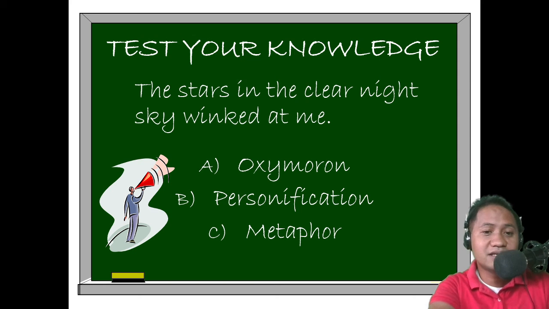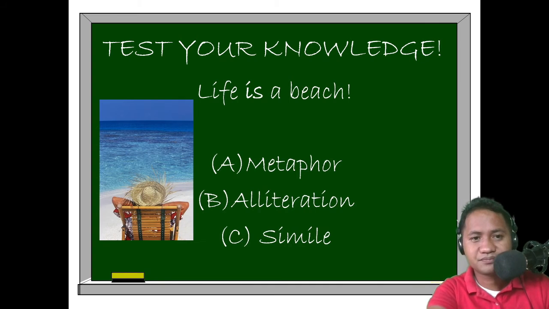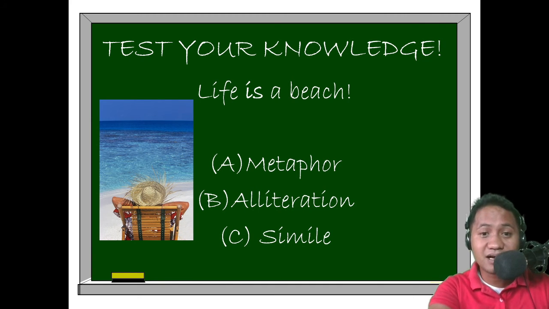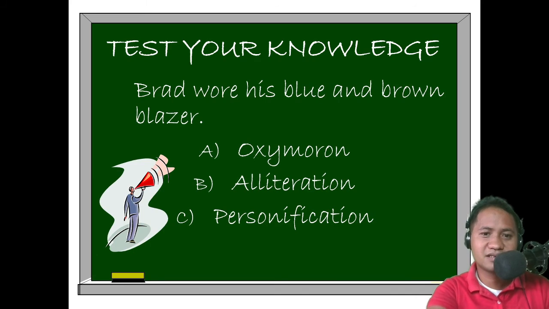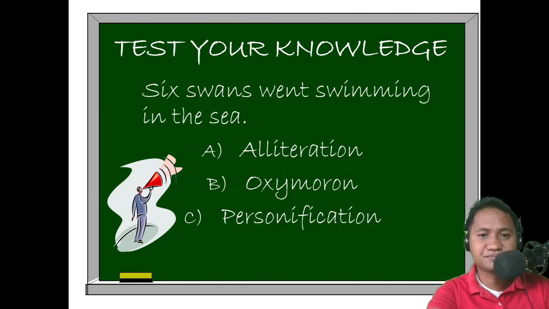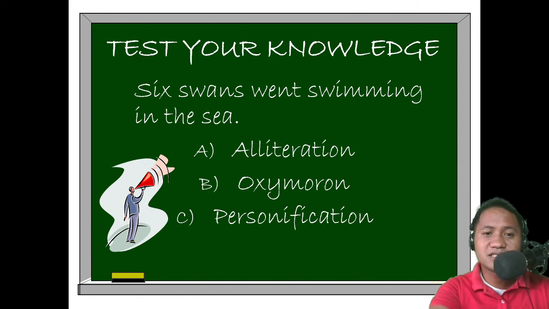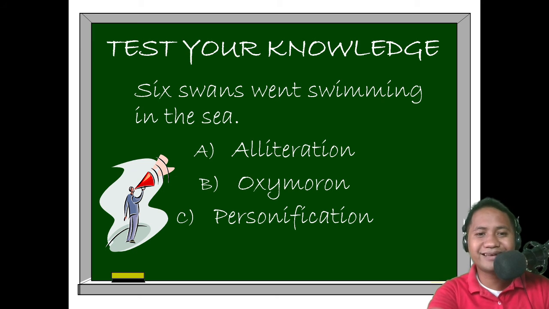The star in the clear night sky winked at me. A. Oxymoron. B. Personification. C. Metaphor. Kapag yun. Life is a beach. A. Metaphor. B. Alliteration. C. Simile. Next, Brad wore his blue and brown blazer. A. Oxymoron. B. Alliteration. And C. Personification. Next, 6 swans went swimming in the sea. A. Alliteration. B. Oxymoron. C. Personification.